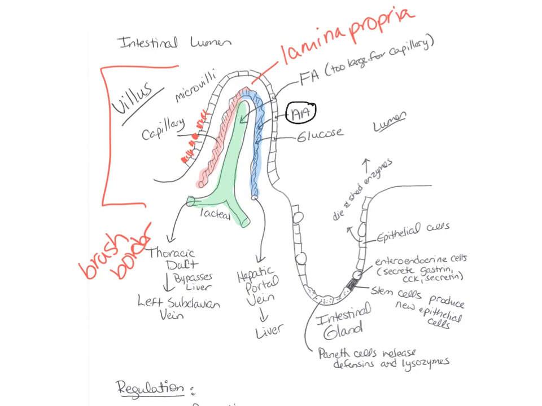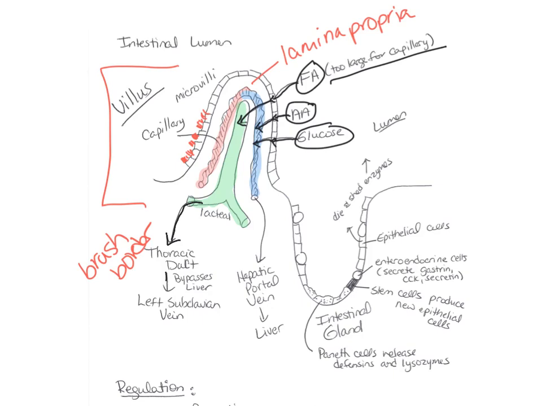For example, amino acids, anytime you eat proteins that get broken down into amino acids, they will be absorbed into those simple columnar cells, and then they'll be absorbed into those capillaries. Same thing with glucose. They get absorbed from the gut into those simple columnar cells and then into those capillaries. However, fatty acids are too large for the capillary, so they get absorbed into those simple columnar cells, and then they have to be absorbed into the lacteal. The lacteal merges with other lymphatic vessels to become the thoracic duct.